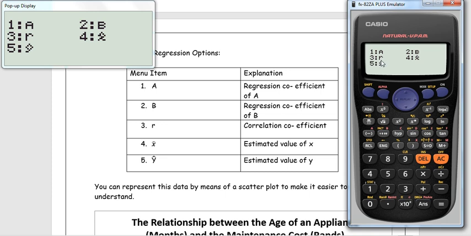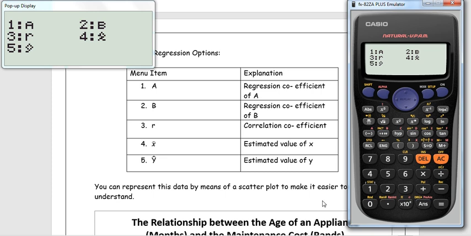Option number 3 we see is R. R is a very, very commonly asked question. What is my correlation coefficient? Option number 4 is going to be my estimated X value, and option number 5, an estimated Y value. Okay, so basically this here is all we are going to need for any of our linear regression questions that we are faced with.